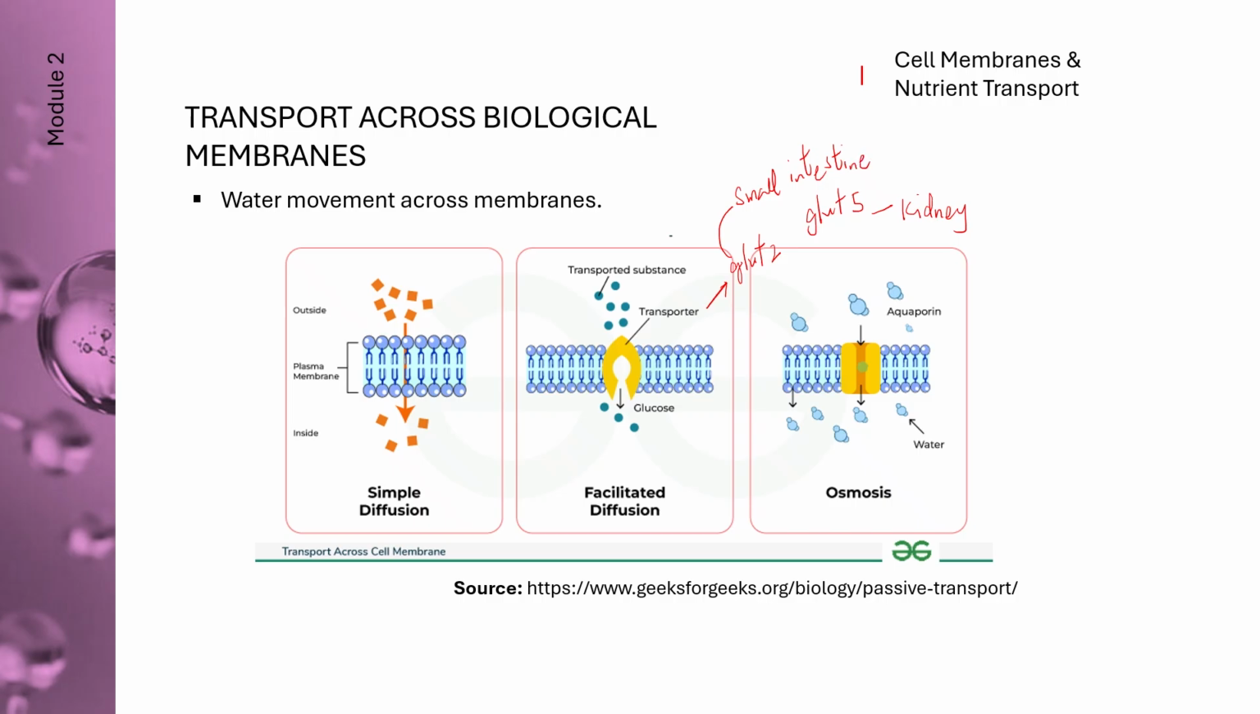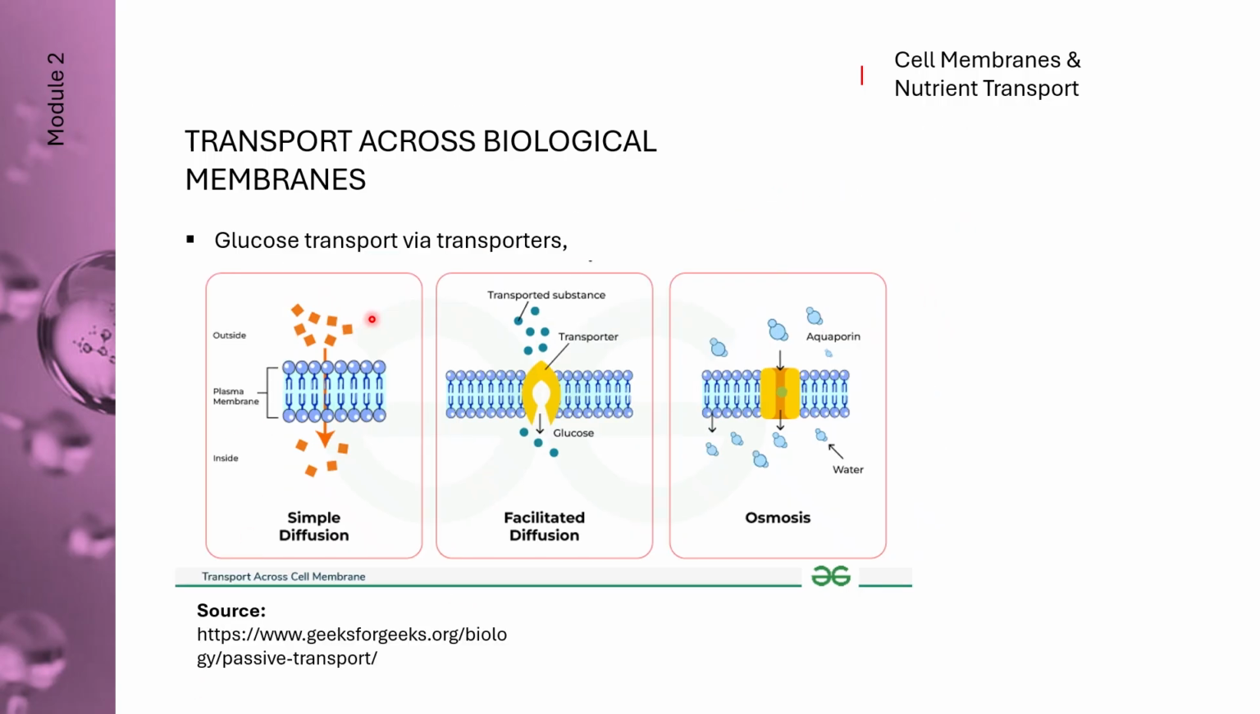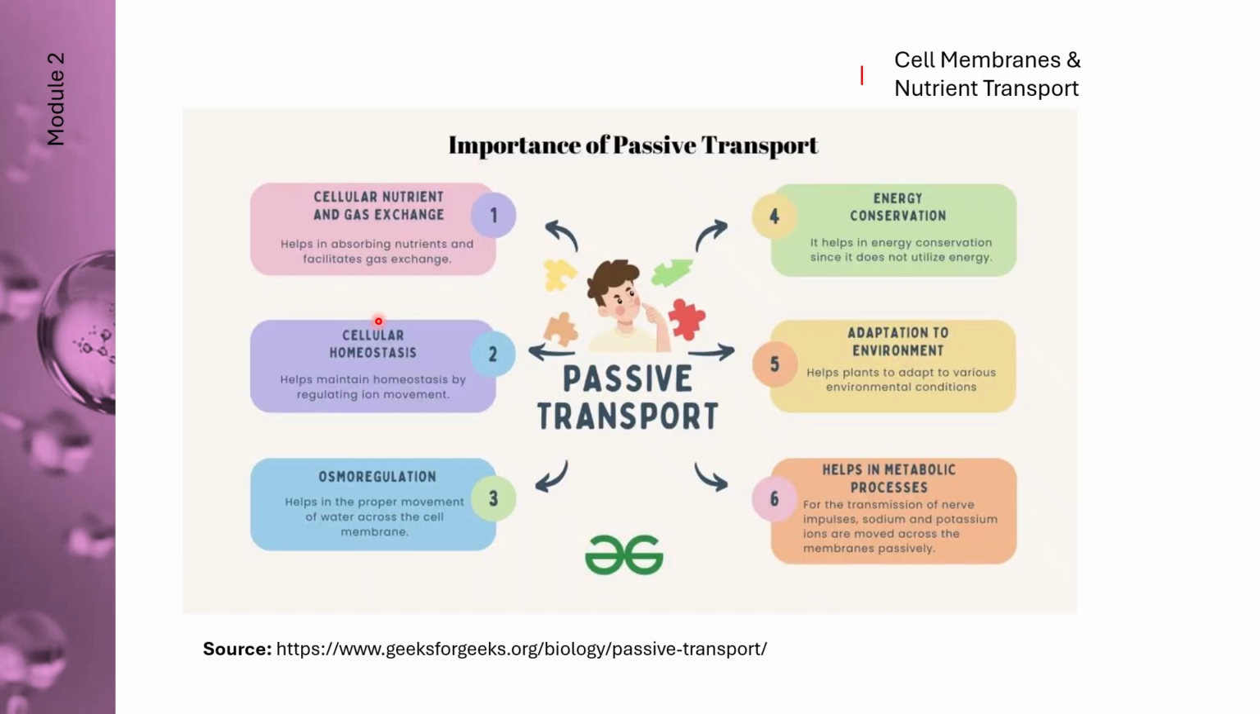So this is quite important. The key idea here is that the protein that is needed to transport glucose in and out of the cell is called GLUT, and that for water is called aquaporins. With this, we can summarize passive transport and the importance of passive transport.